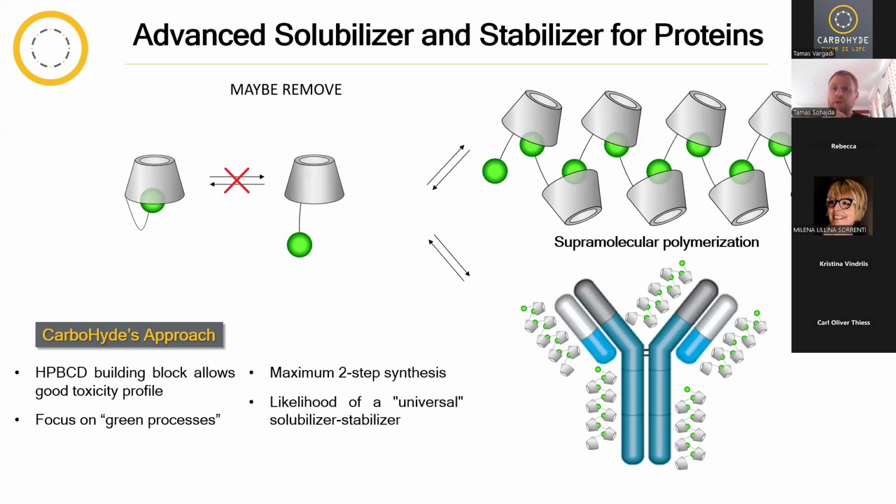Just to bring you some other examples of how cyclodextrins could in the future maybe stabilize proteins, is a different type of concept here, where we had the idea to create this self-assembly of cyclodextrins. So here you can see it's not a cyclodextrin polymer, but a series of cyclodextrins forming a chain-like structure that can cover the surface of the protein for the stabilizing effect.